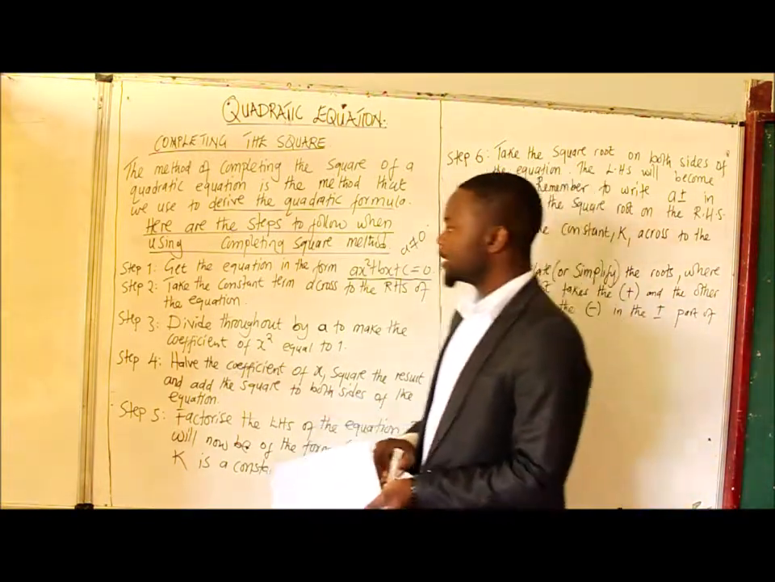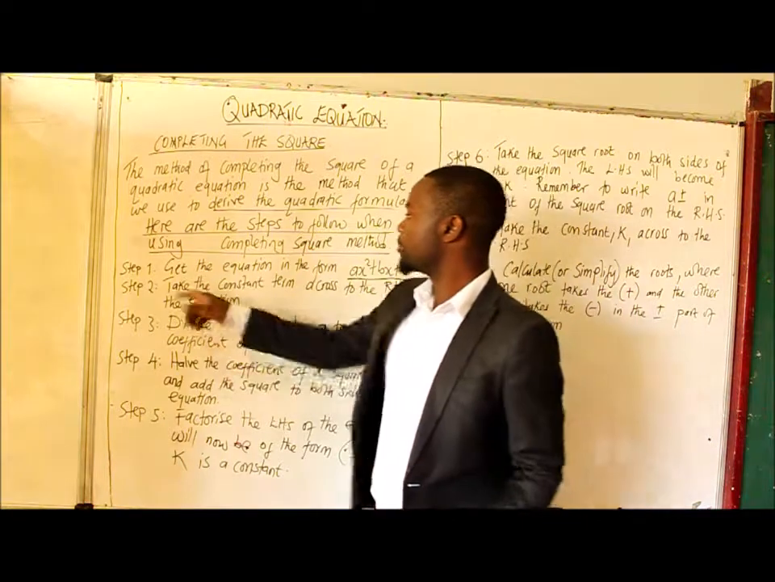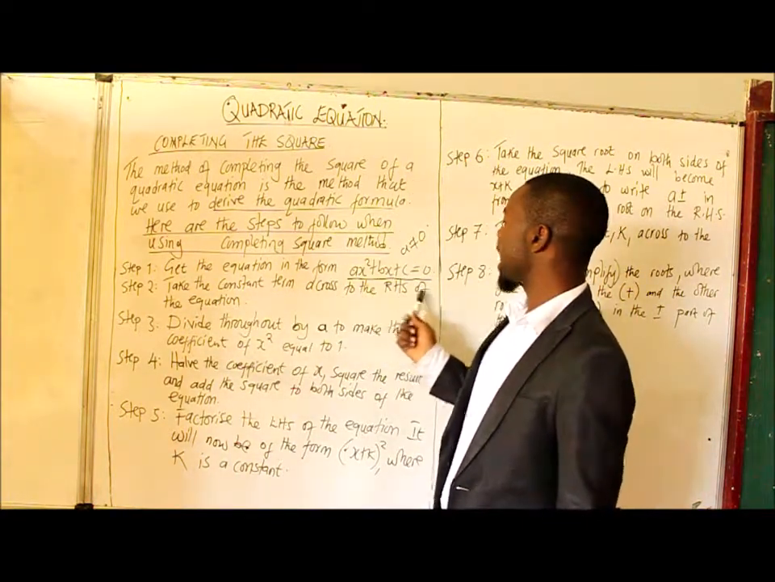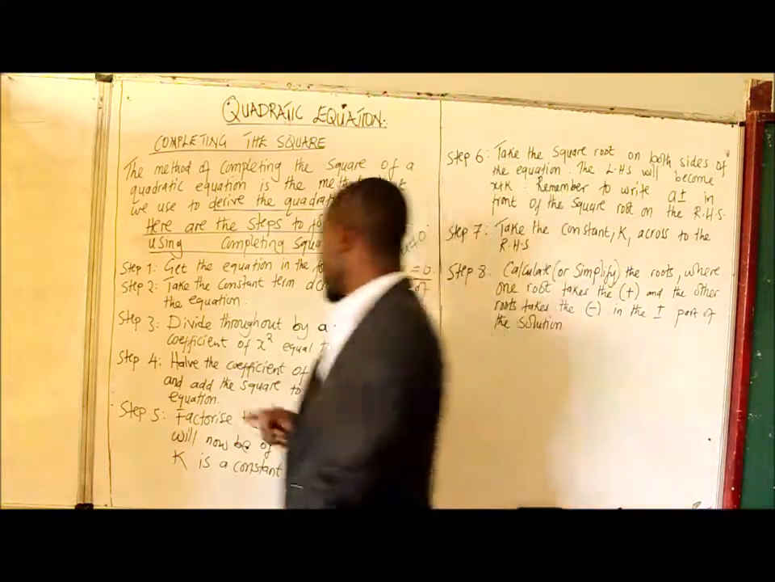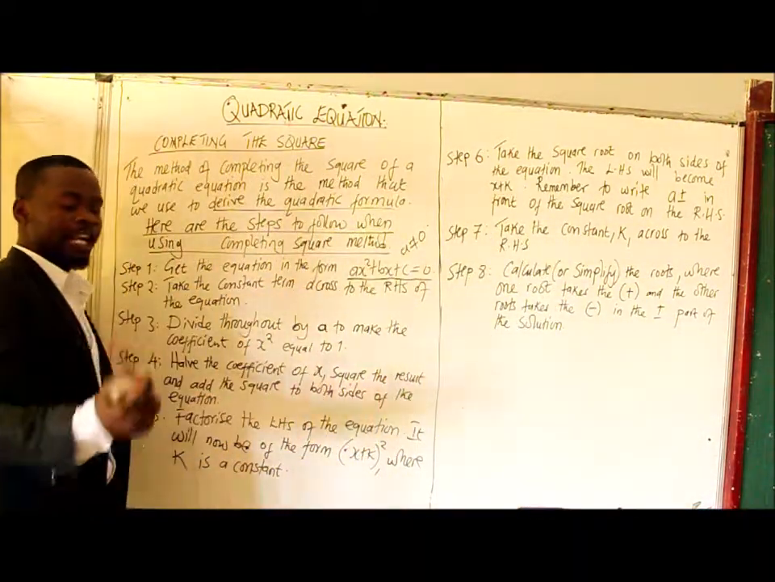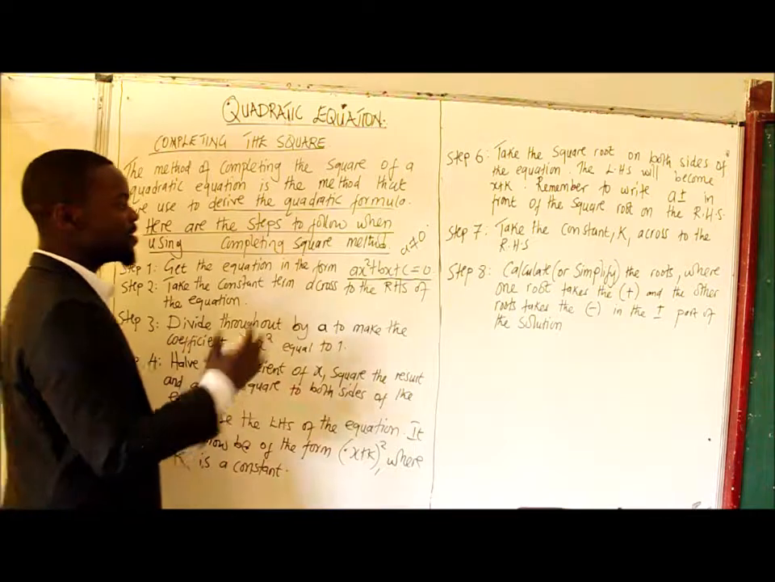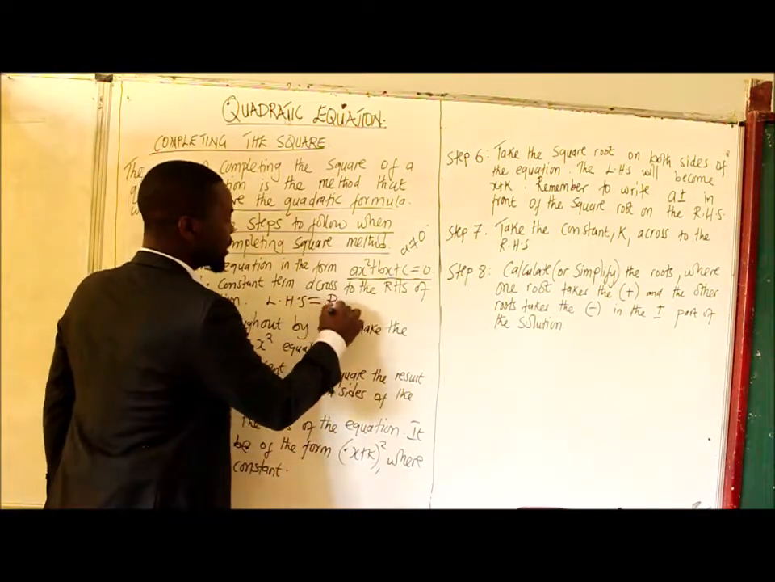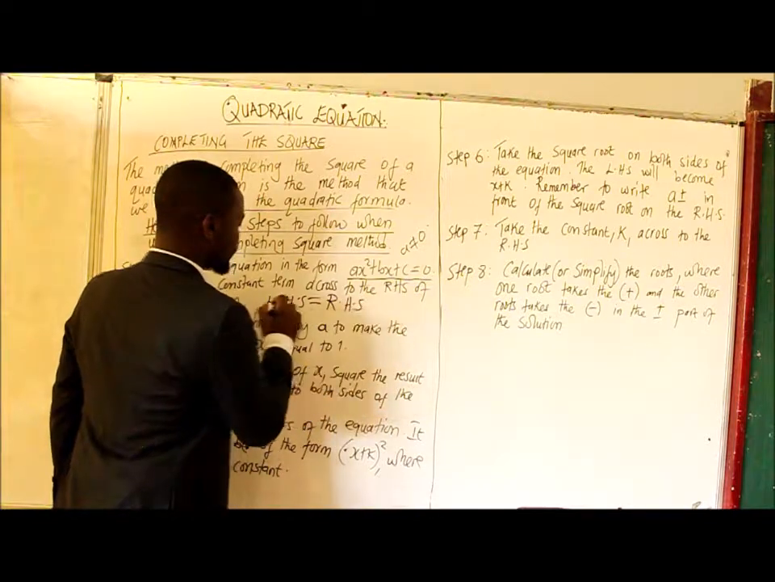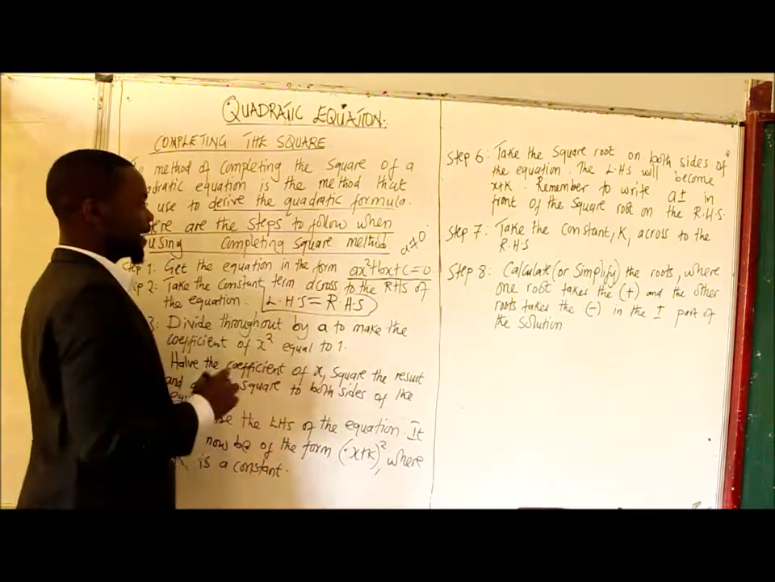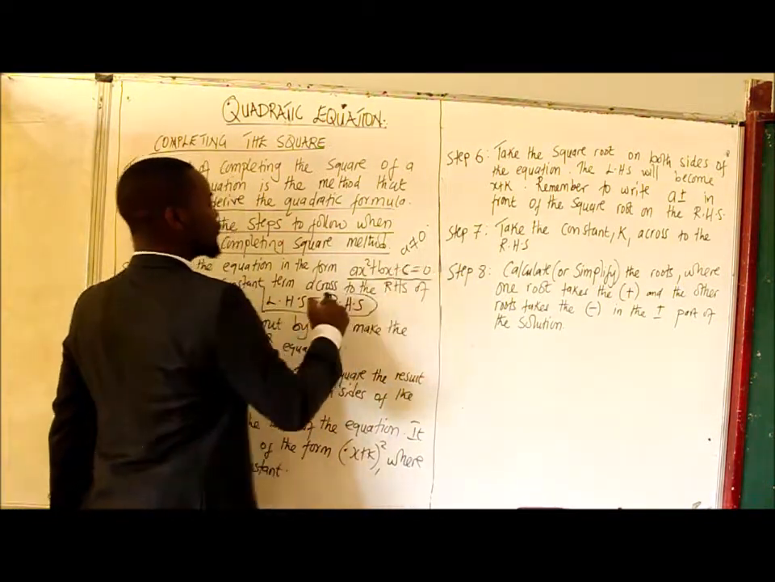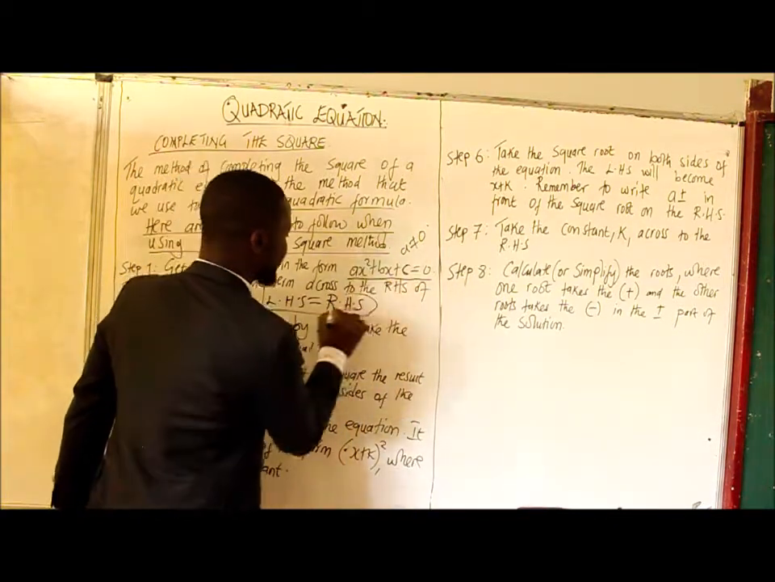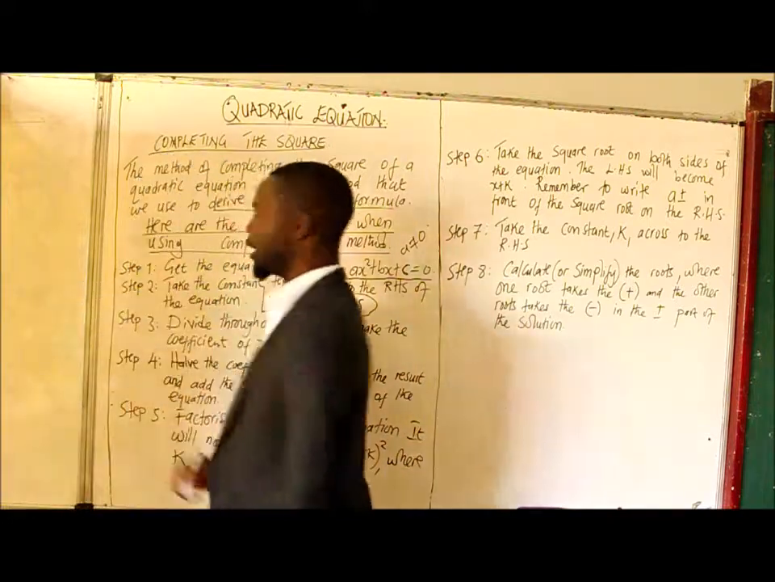Alright, and then step 2. Step 2 is saying, take the constant term across to the right hand side of the equation. We know that an equation has got an equal sign between the left hand side and the right hand side. We have got a left hand side and what? The right hand side. So take the constant c from the left hand side to the right hand side, which is step 2.